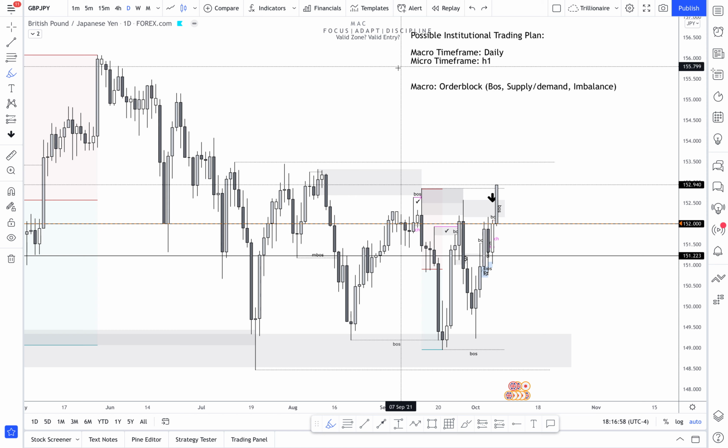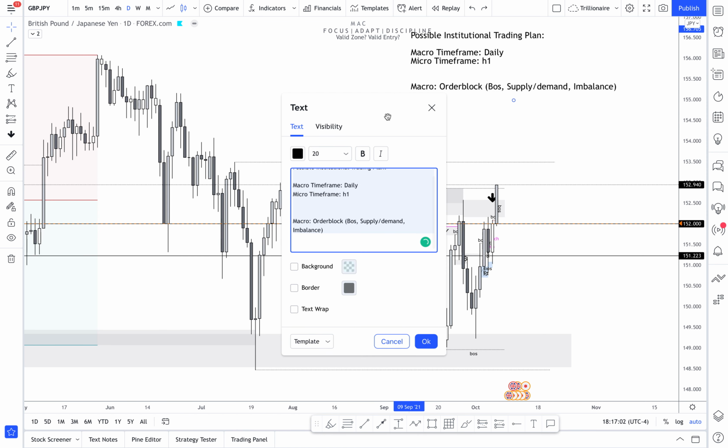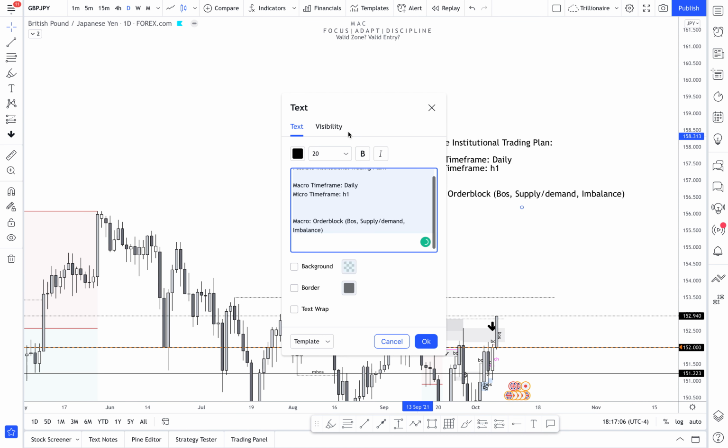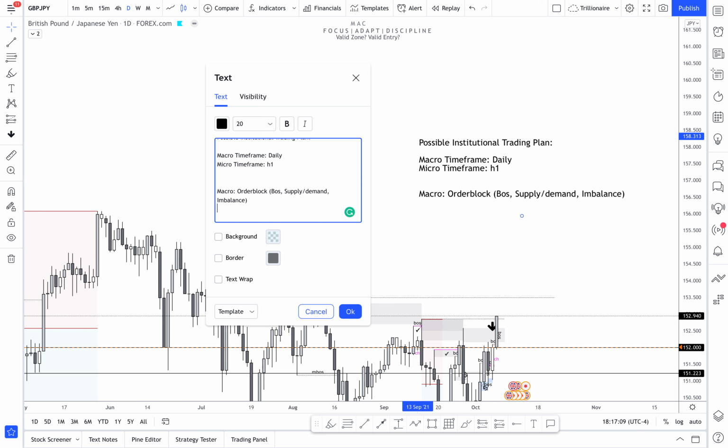All right, so macro time frame, we found our order block. Perfect. Now let's move on to our micro time frame. What are you looking for on the micro time frame? Now remember, what I'm going to give you guys is a generic type of trading plan. You can use this to be profitable. I'm not going to lie to you guys, you can absolutely use this to be profitable within the market.